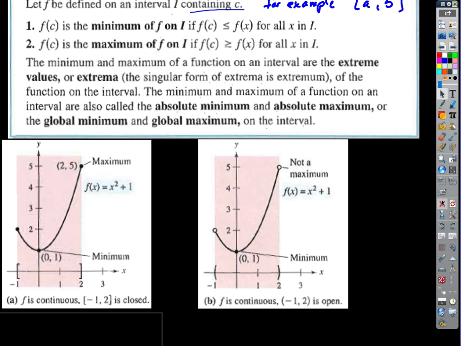So what if we change the interval? What if the interval becomes an open interval instead? So now we're not including the endpoints, okay? The point (0, 1) is still the minimum of the function, right? It is the lowest point, but there is no maximum. You get that?